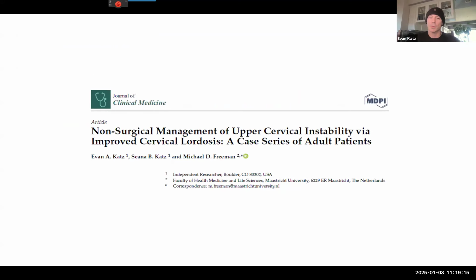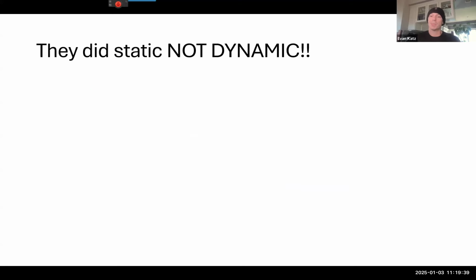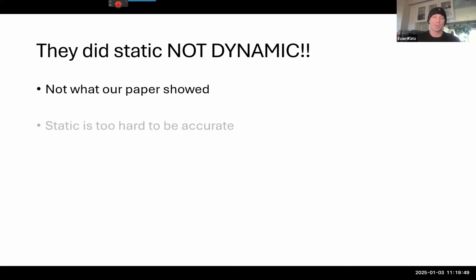Not only was the measurement wrong, but they also used static imaging, which we're going to talk about. We did a paper that they also referenced, where we did multiple cases with patients with abnormal cervical curve and upper cervical instability, and we improved the cervical curve as well as upper cervical instability. And how do we know that? Because it was measured. In their paper, they did a dynamic X-ray of open mouth. That is not what our paper showed. Our paper showed it needs to be 30 frames per second movement.